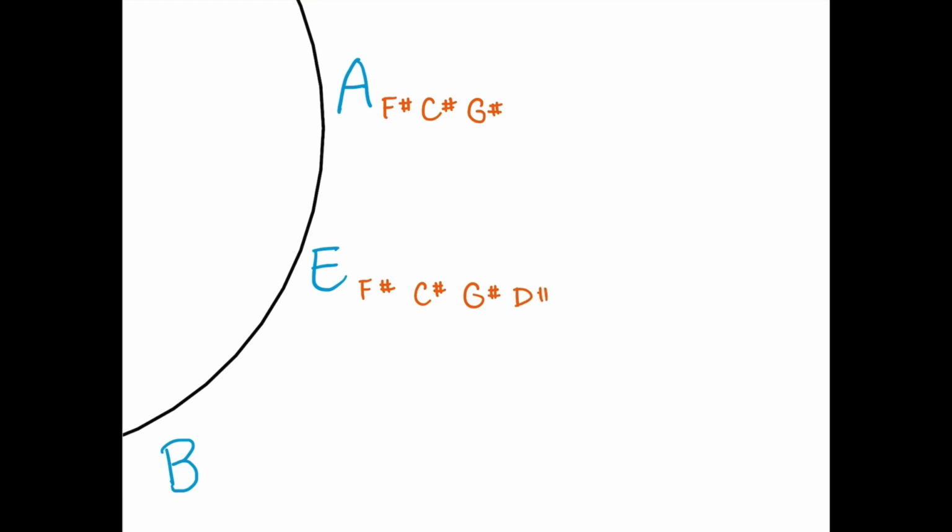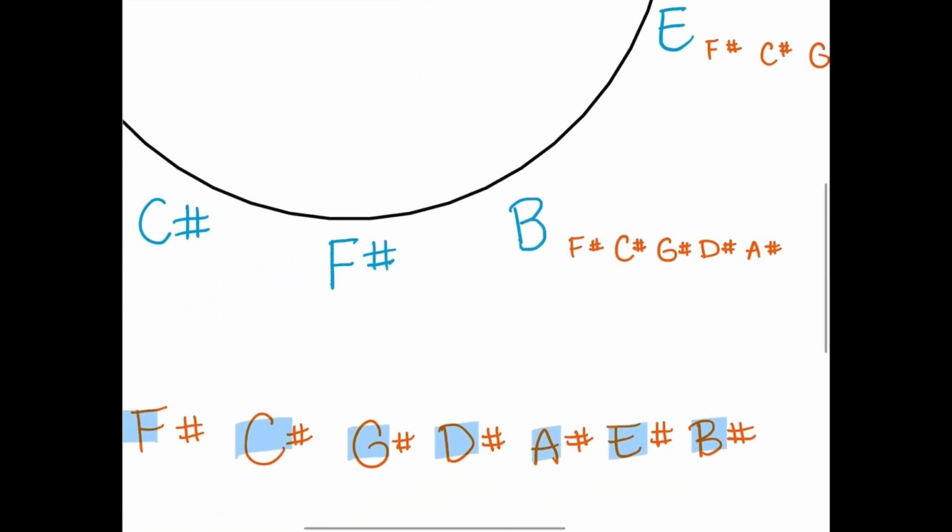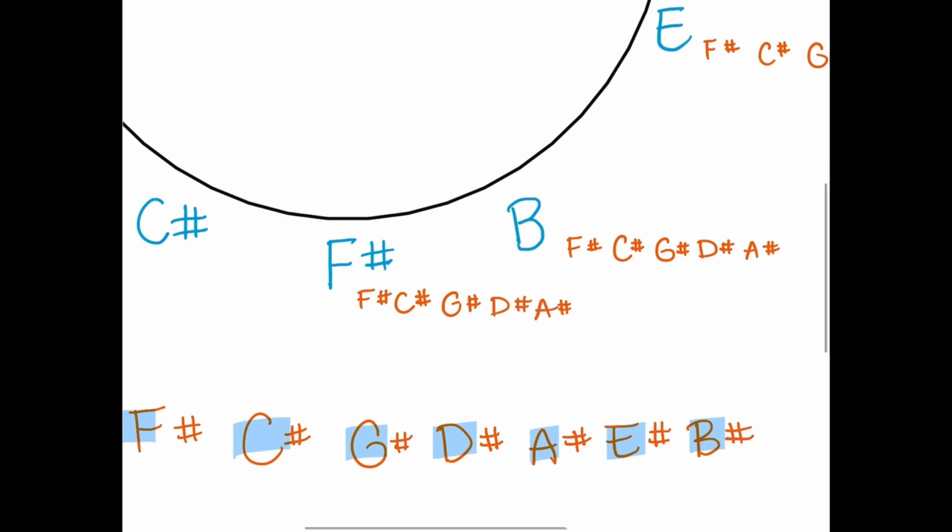In the key of B, you have 5 sharps, so F sharp, C sharp, G sharp, D sharp, and A sharp. In the key of F sharp, you're going to have 6 sharps. So now you're going to have F sharp, C sharp, G sharp, D sharp, A sharp, and E sharp. And finally, for the C sharp major, you will have 7 sharps.